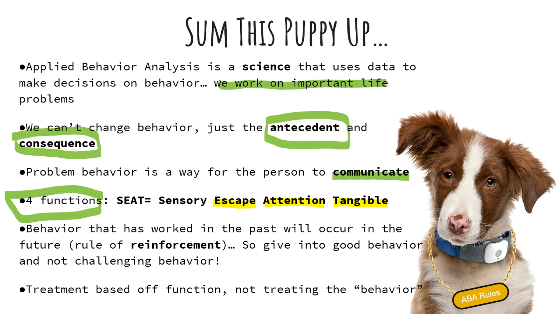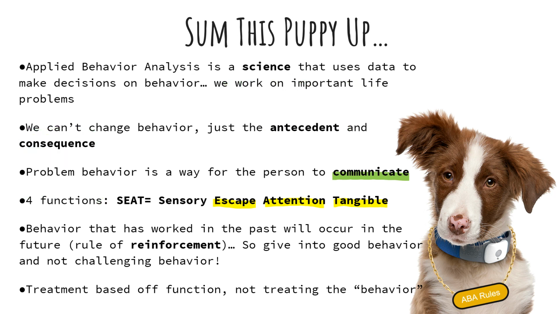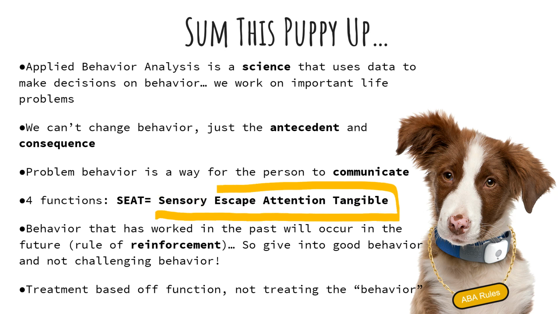Okay, we also have our sensory function, which we talked about, that we don't really determine that a behavior functions for sensory until the rest of the functions of behavior are ruled out. So that's your supervisor's job, to let you know which function of behavior is maintaining the problem behavior of your client that you're working with. And our acronym right there is SEAT, to remember.